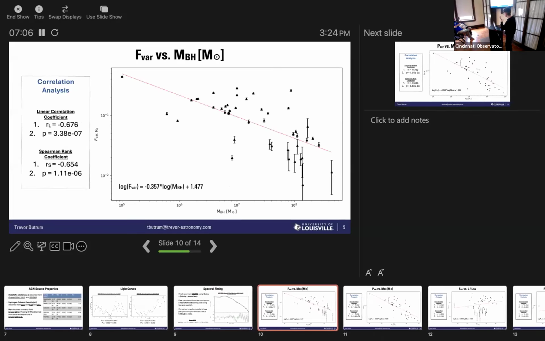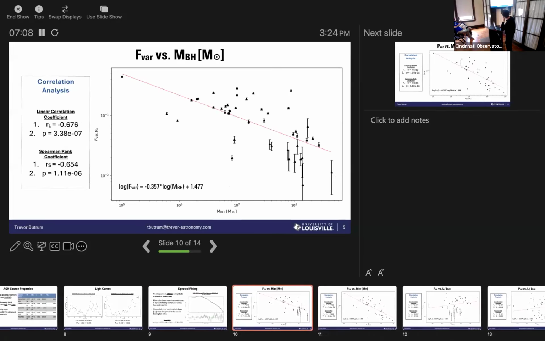So for FVAR, for my correlation analysis, you can see some very strong anti-correlation of sources. Some of the sources have very large error bars, but this might be because FVAR on these X-ray sources probably doesn't model them super well, so there are high error bars for that. But you can see that from two different tests of correlation coefficients, we have highly negative correlations, and the p-value is also very small. So these are actual things we're seeing.